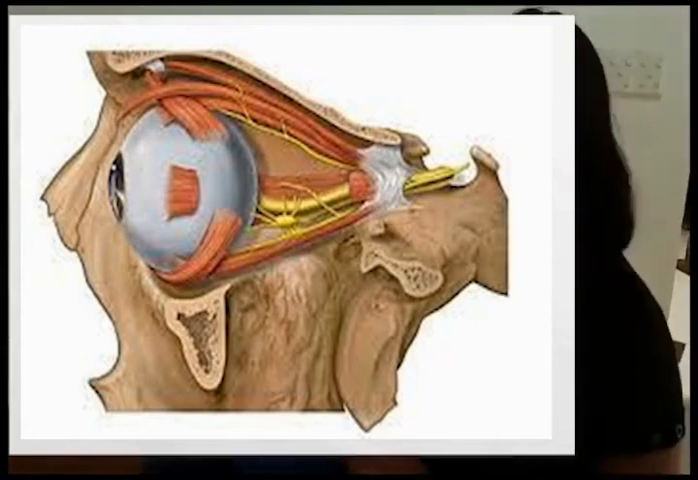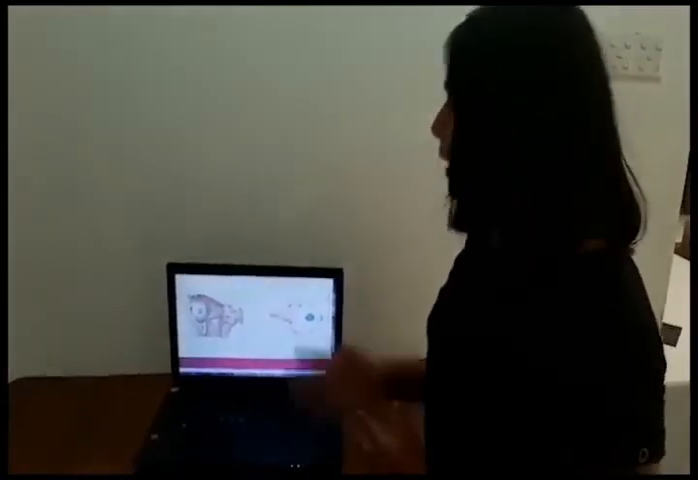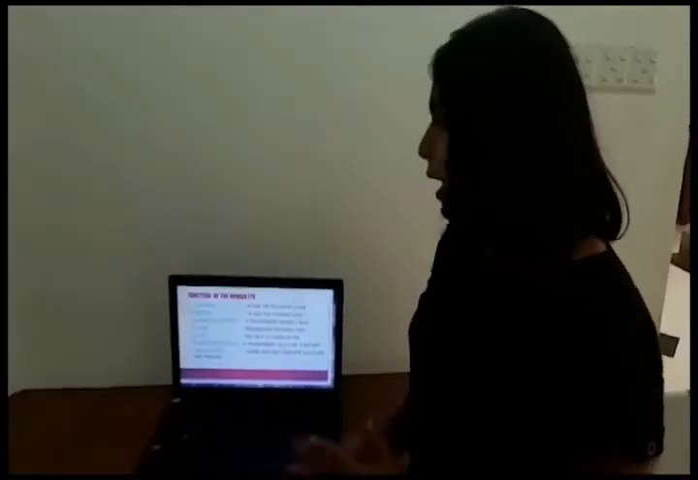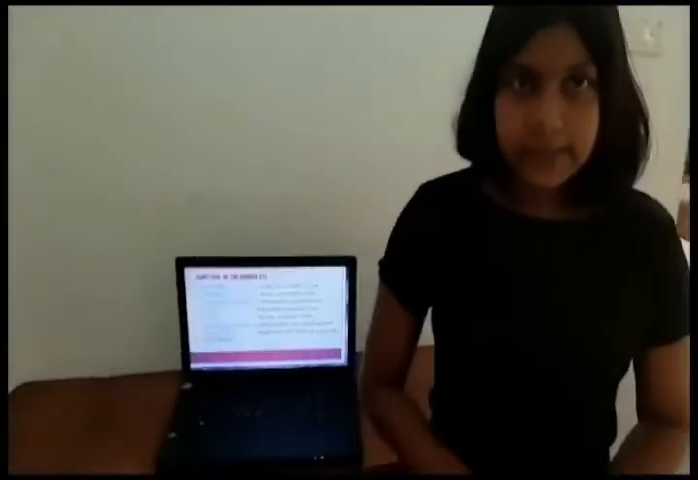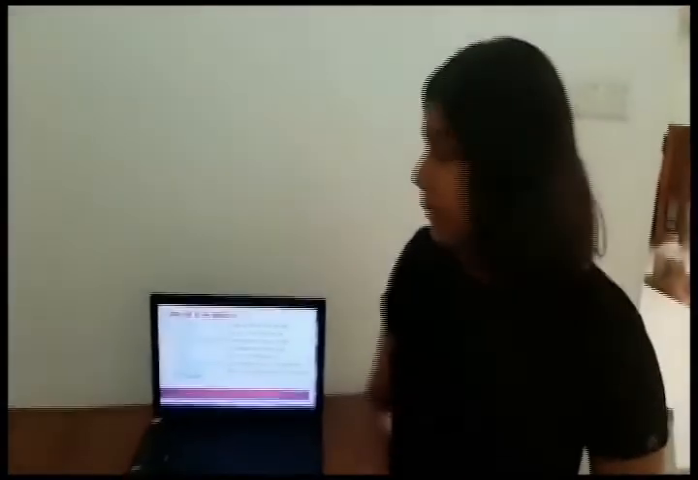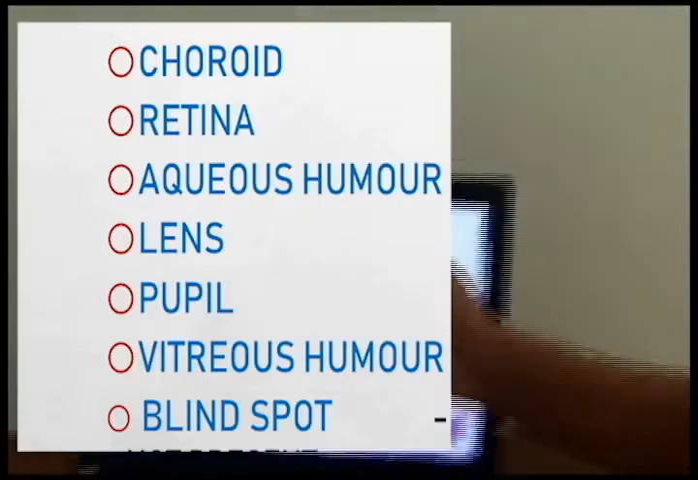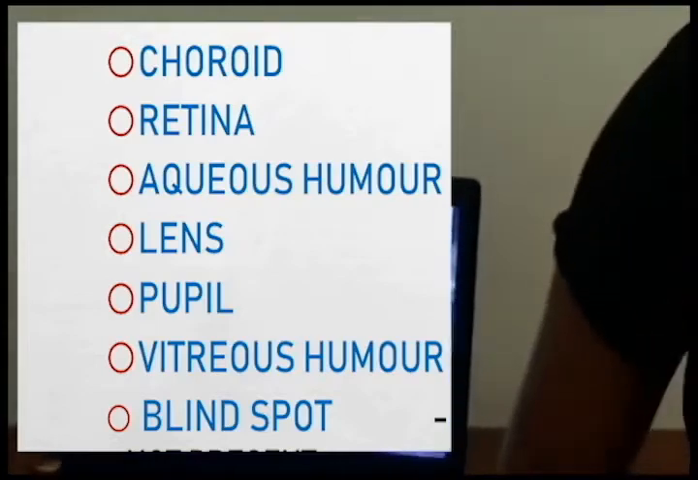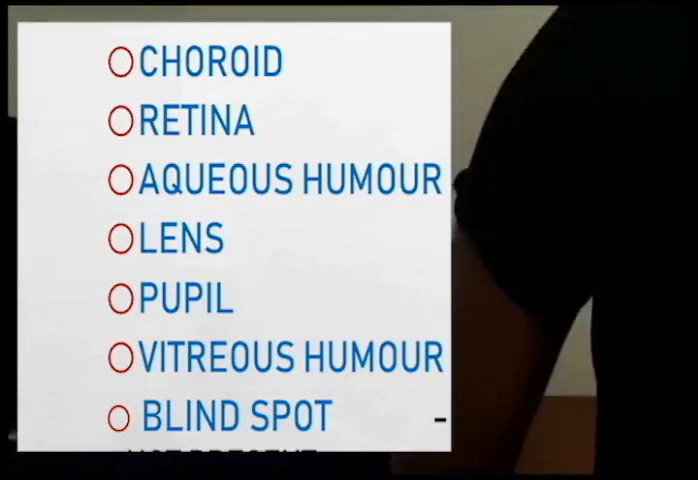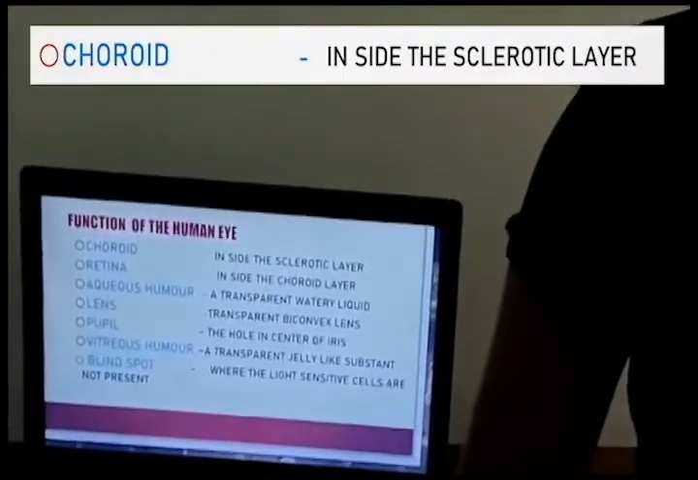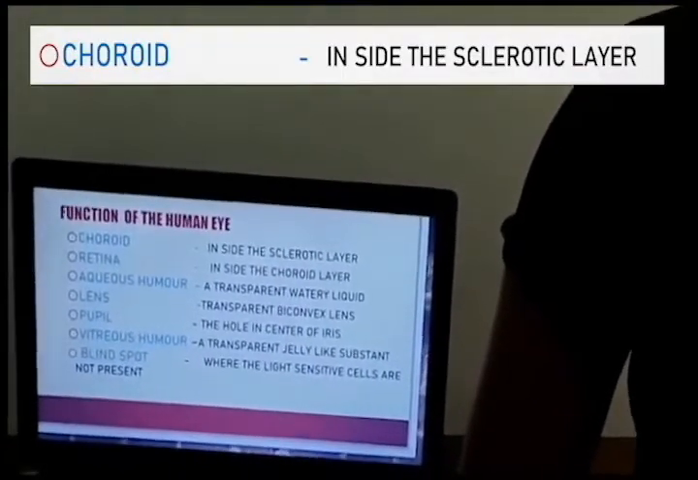This is the location of the eye inside the orbit and this is the connection of the eye with the eye muscles. Let's move to the next part of the lesson. Function of the major parts of the human eye. Here, we are going to discuss choroid, retina, aqueous humor, lens, pupil, vitreous humor, blind spot and optic nerve. So, choroid. Choroid is inside the sclerotic layer.